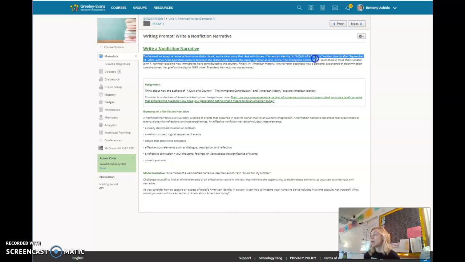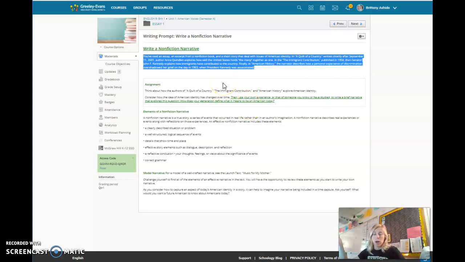Then, in The Immigrant Contribution, which was published in 1958, the then Senator JFK explains how immigrants contributed to the country. So his focus on American identity is that we are all from somewhere else, and that is important because we all come together to work together. Again, going back to that idea of equality, that spirit of equality as he mentions. Finally, in American History, the narrative describes how a personal experience of discrimination overshadowed her grief on the day in 1963 when Kennedy was assassinated. So all 3 of these excerpts have discussed the idea of the American identity from different perspectives.